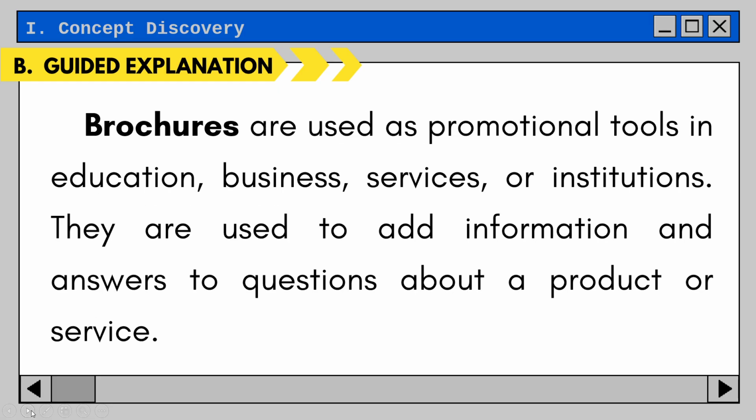In your book, you can see the definition of brochures. Now, let me read this to you. Brochures are used as promotional tools in education, business, services, or institutions. They are primarily used to add information and answers to questions about a product or service. So that is the main purpose of a brochure. Now, teacher, what does a brochure look like? The one that I showed you earlier was an example of a brochure.